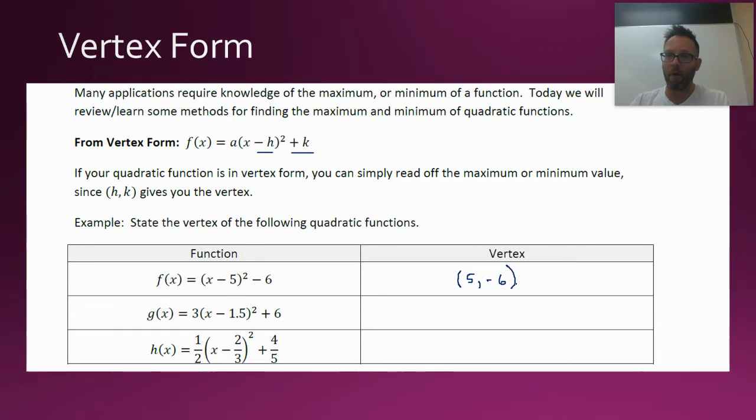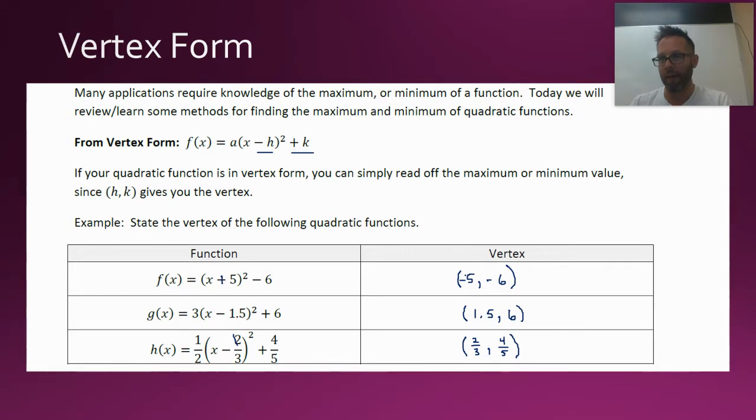Do you want to take a second and pause the video and try the last two? Where would the vertex of those quadratic functions be? Unpause when you're ready. I'm going to do them right now. So the vertex of the second one would be positive 1.5, 6. And for the last one, it would be positive 2/3, and 4/5. So it's always the opposite of what is in the brackets. I suppose in the future I might make one that has, if this was (x plus 5) squared, for example, then our vertex would change to minus 5, minus 6, right?